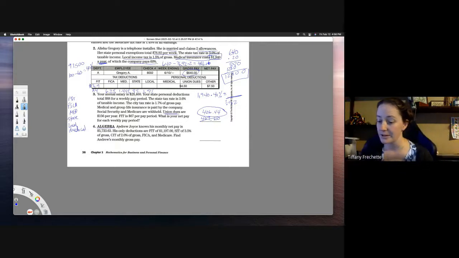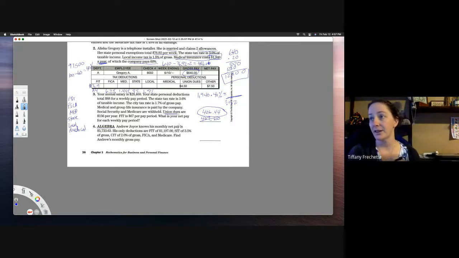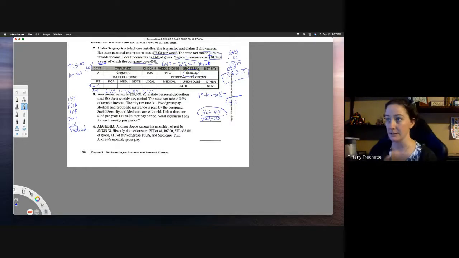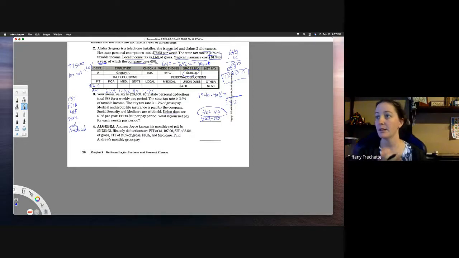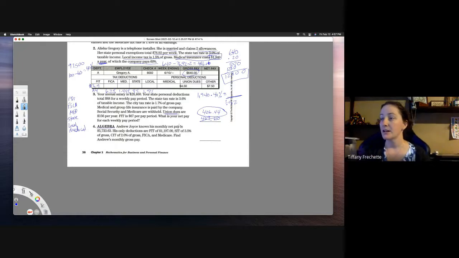So what we want to do on this one, let's first read it. Andrew Joyce knows his monthly net pay is $5,733.63. Pretty decent. Nice. His only deductions are FIT, which is federal income tax, of $1,197. SIT, so this means state income tax. So instead of saying state, they said SIT here, of 3.5% of his gross. So we don't actually know what it is. We're going to have to do a calculation there.